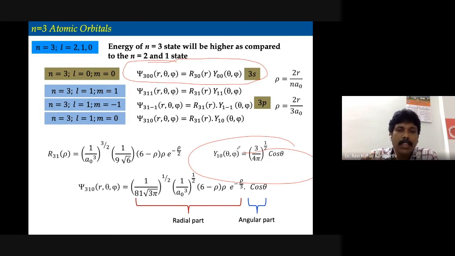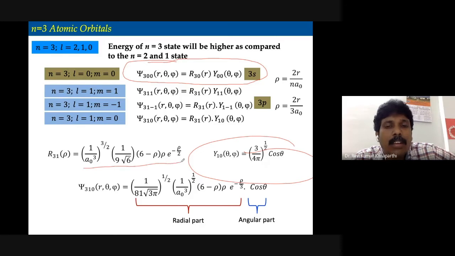So what is interesting and what I would like to discuss is the case where L is equal to 2. But before that, let me give you, when L is equal to 1, the radial function is this.